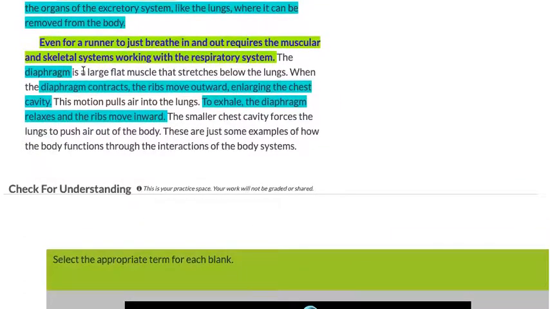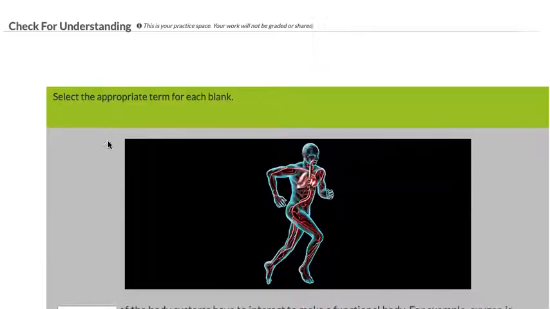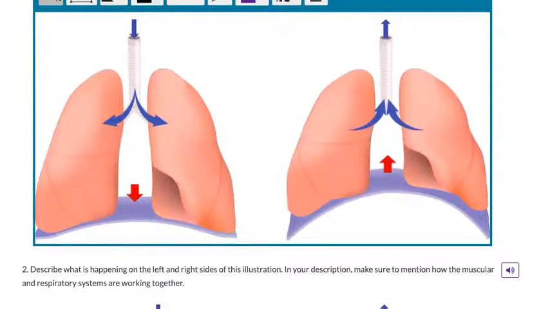And so here I want to mention a muscle called the diaphragm. Here they have a note. Even a runner will need both the muscular and skeletal systems, and they need both of those systems to work with the respiratory system just to breathe in and out. So here there's this muscle called the diaphragm, and this diaphragm is right here underneath the lungs.